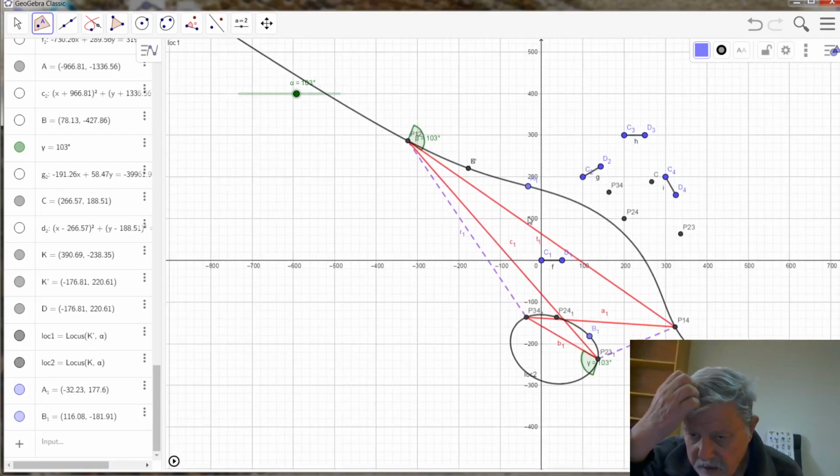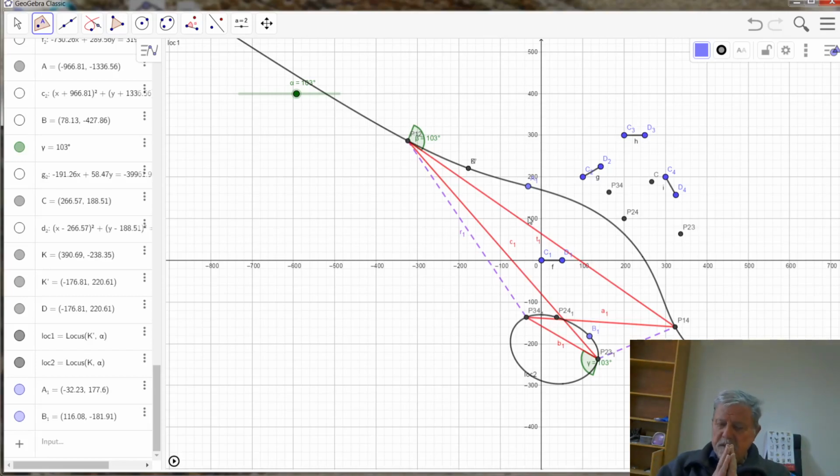Now, once I select A1, B1, I can treat this problem as if it is a three-position synthesis. In order to determine A0, I can treat it as if it's a three-position synthesis, because I know that it will pass through the fourth position if I select A on these curves.